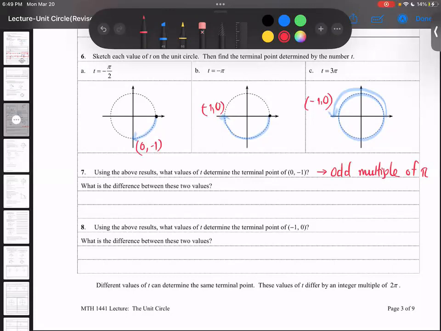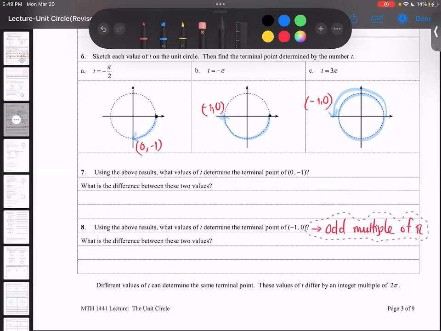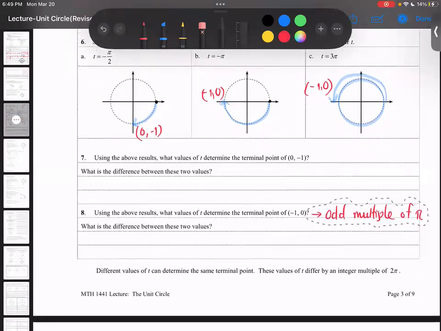If you go an odd multiple of pi, then you're going to end up at the terminal point (0, -1). Oh, that's (0, -1). I apologize. Odd multiple of pi, that will be (-1, 0). That should be number 8. Sorry about that. Should be number 8. Odd multiple of pi, right? So in mathematics, we will write it like this: t equals k times pi, where k is an integer. Negative 5, negative 3, negative 1, 1, 3, 5, 7, etc. Right?